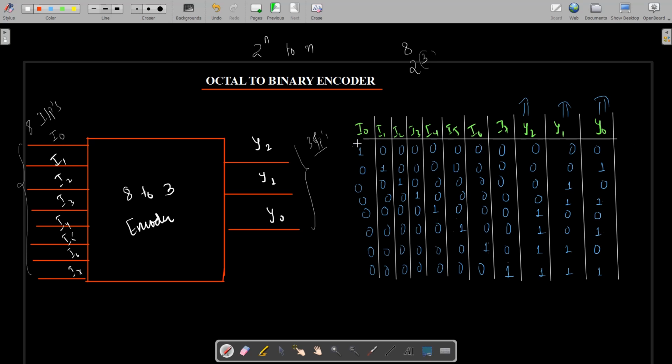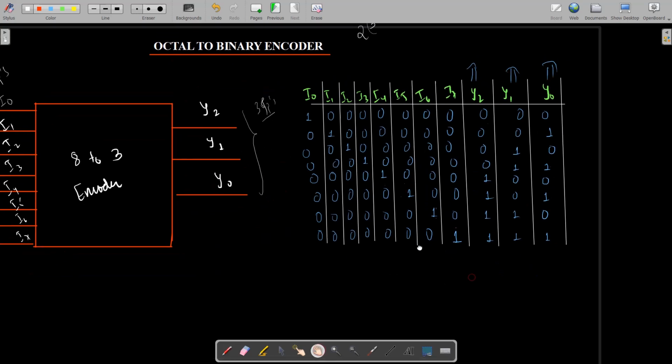Say for I0, the starting position will be 1, that is, the MSB is 1, and then the 1 is shifted by one bit to the right. As you can see, it is 0 1, then again this one is shifted over here, and over here, and finally I7 over here. Based on the suffix, the output is correspondingly made as 0 0 0 for 0. For 1 it is 0 0 1, for 2 it is 0 1 0, for 3 it is 0 1 1, for 4 it is 1 0 0, for 5 it is 1 0 1, for 6 it is 1 1 0, and for 7 it is 1 1 1. These are the inputs and output combinations in the truth table.